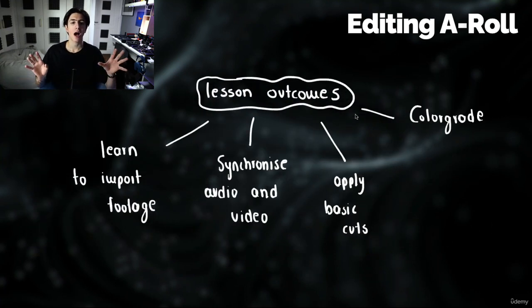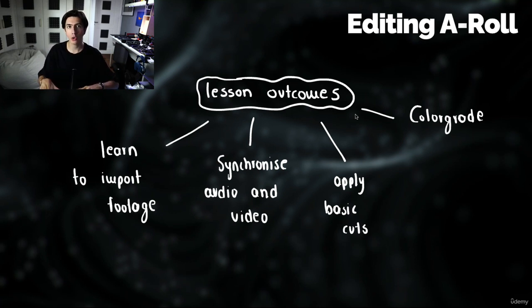These here are going to be our lesson outcomes. These are the things that I want you to know by the end of this lesson when it comes to editing A-roll. First, we're going to discuss how to import footage, and when I say footage, I mean both video and audio. Then we're going to discuss how to synchronize audio and video to compose a basic A-roll, and then obviously the editing part, which is pretty much cutting and trimming. We are going to discuss how to apply some basic cuts to our A-roll.